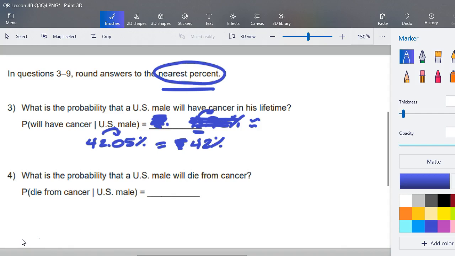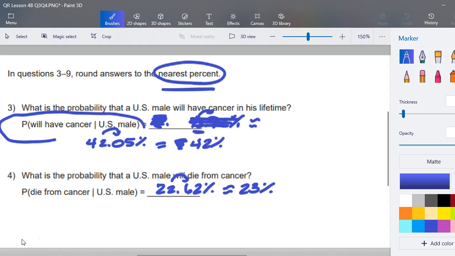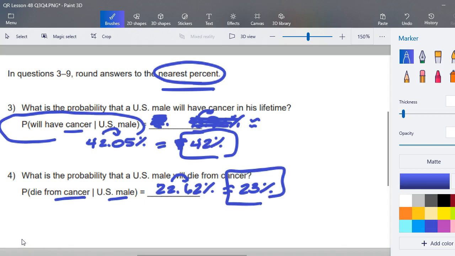So what is the probability that a United States male will die from cancer? In the article, it says 22 and 62/100%. To the nearest percent, my 2, looking at the 6, is going to go to 23%. But I want to note that this is representing the probability that someone will die from cancer given that they're male. That was 42%, the probability that someone will have cancer given that they are male. And here's their percentage.